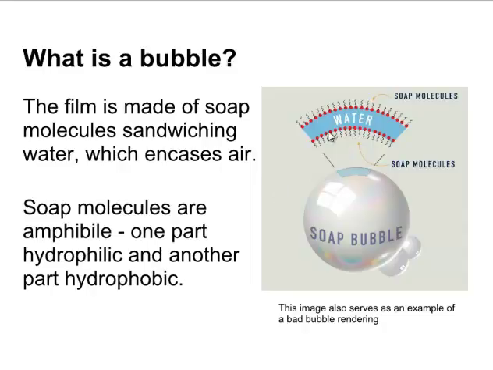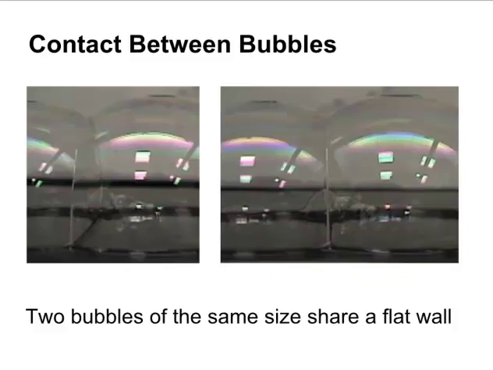So one part is hydrophilic, which means it likes the water, so it tries to stay there, and another part is hydrophobic, so it stays away from it and goes towards the air on the inside or outside of the bubble. When bubbles come in contact with each other, they share this wall between them, and if they are of the same size, that wall will be flat, so you can see that it's like a line.